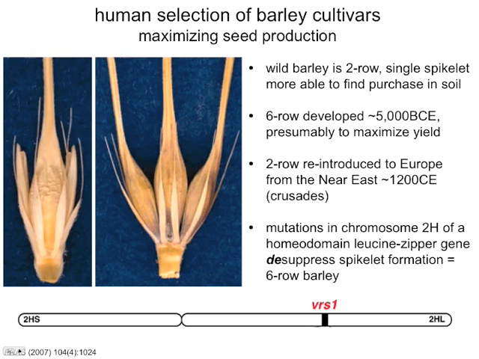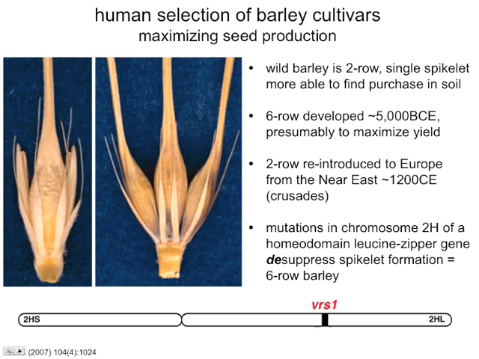A little bit more on that topic. Again, wild barley, 2-row, single spikelet. Now each flower could possibly have 3 fertile spikelets, 3 that could develop into seeds. But in the wild barley, we see that only 1 develops.